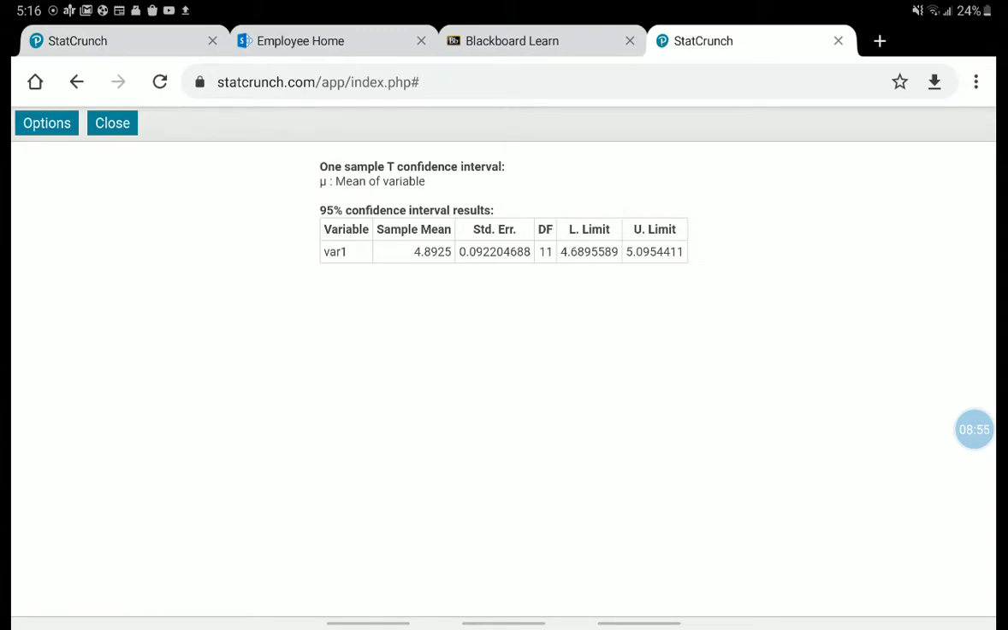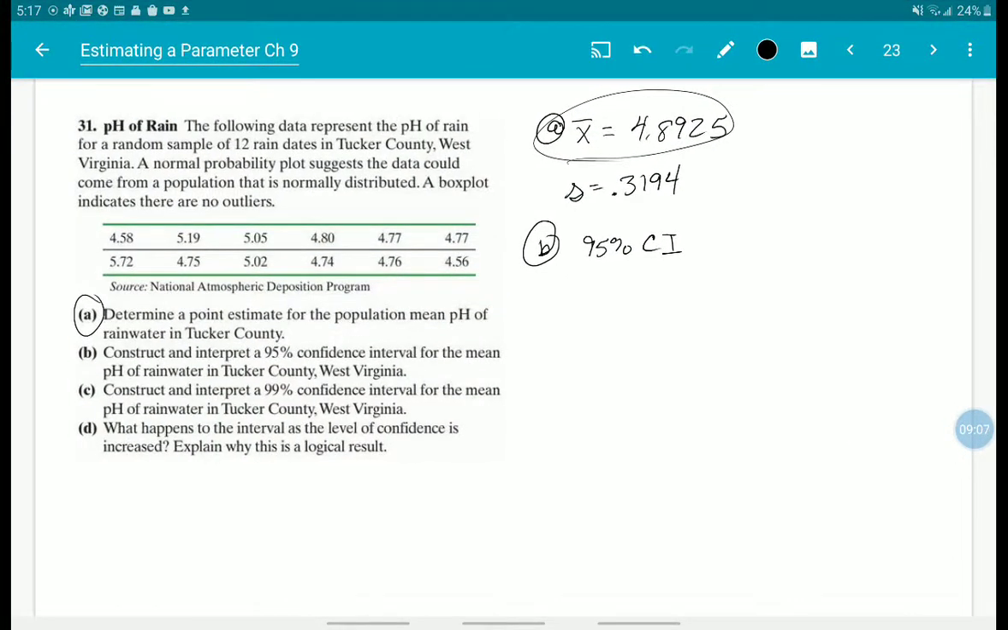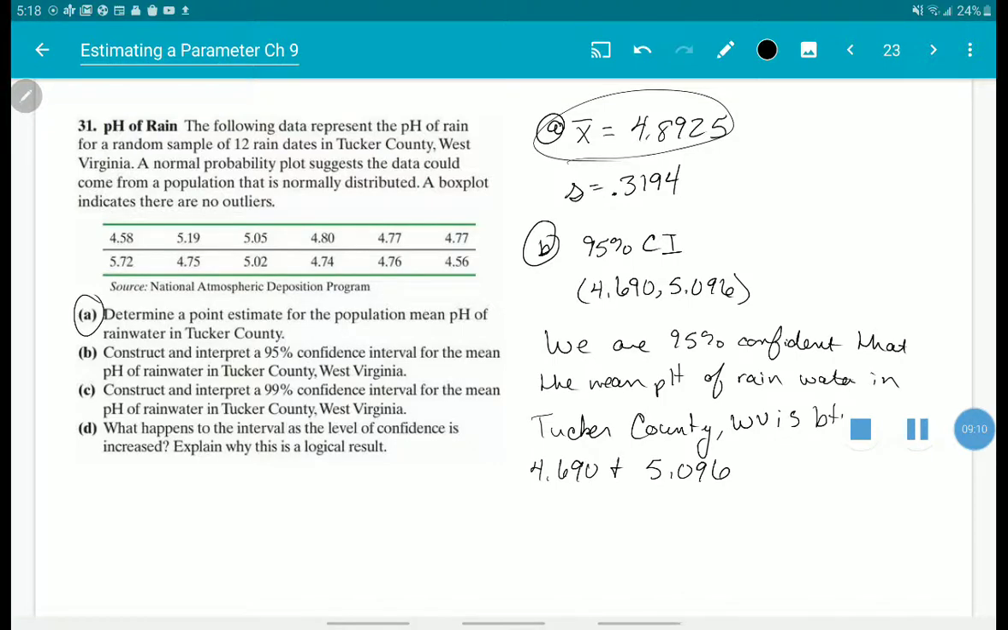So our confidence interval is 4.690. I'm going to round to 3 decimal places to 5.096. So then our interpretation, we could say something to the effect of, we are 95% confident that the mean pH value of rainwater in Tucker County, West Virginia is between 4.69 and 5.096.